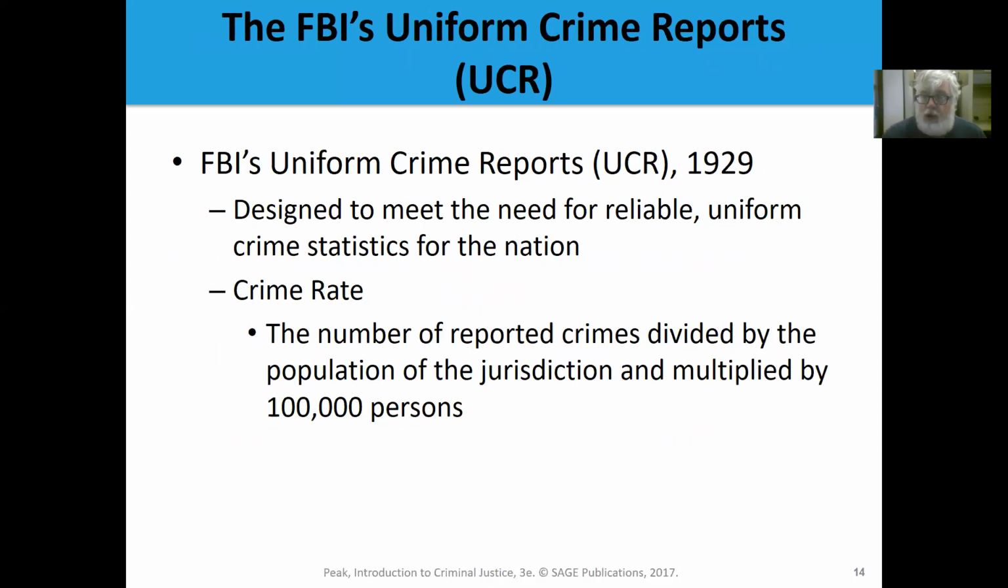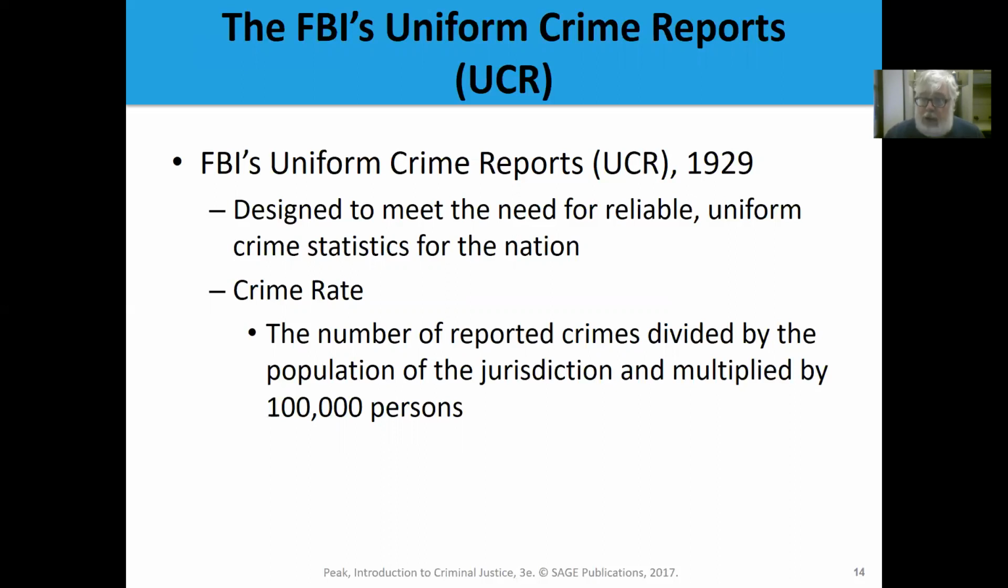So one of the ways we measure crime in the United States is the Uniform Crime Report, started in 1929. It's monitored by the FBI. It was supposed to give us an idea of what's going on. Every municipality in the country is asked to report the crime that's going on. Unfortunately, it's a voluntary system, so we don't get full participation. And of course, another problem with it is it only counts those crimes that have been reported.